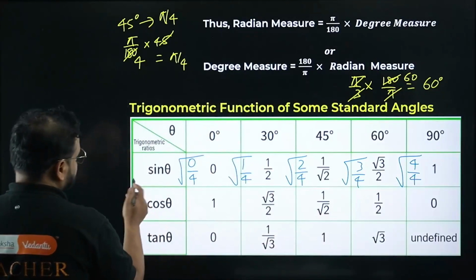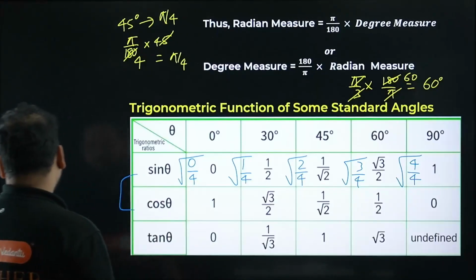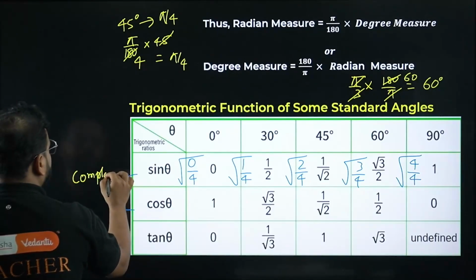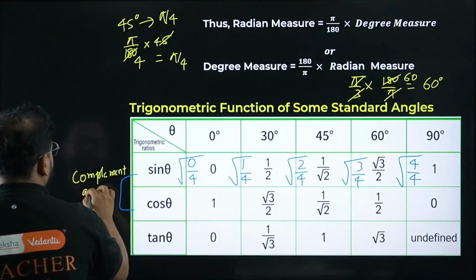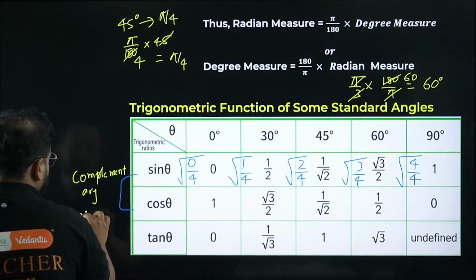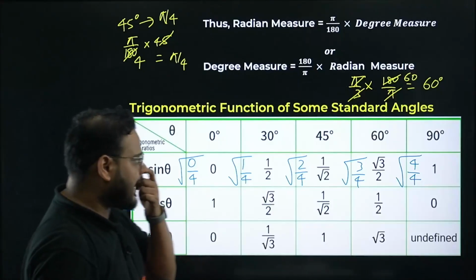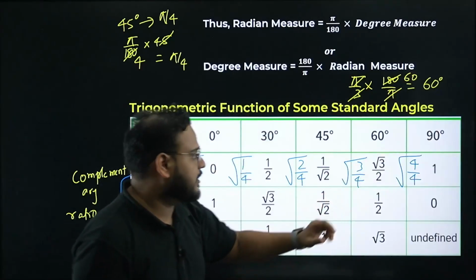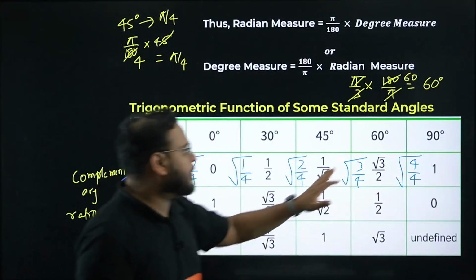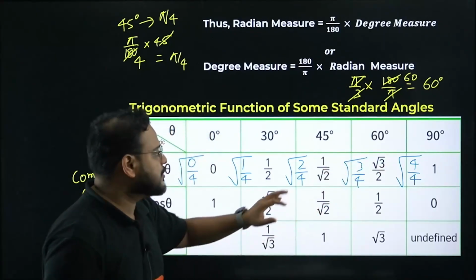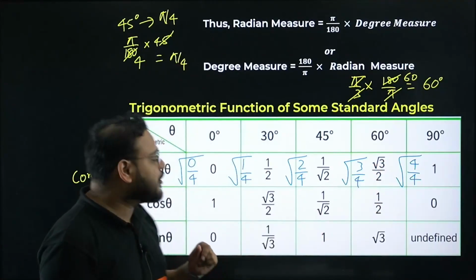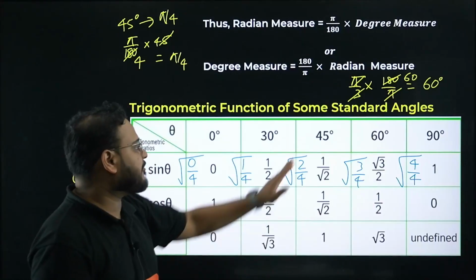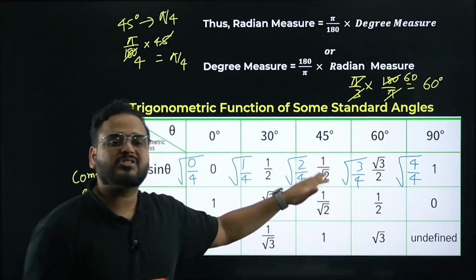Now what about cos theta? Sine and cos are also called complementary ratios. It means that for complementary angles, the values will be equal. The complement of 90 is 0, so the values match, and here it becomes 1. The complement of 60 is 30. So whatever sine is at 60 is the same as cos at 30. Please check: cos 30 is root 3 by 2, and sine 60 is root 3 by 2. Same over here: the complement of 45 is 45 only, so 1 by root 2, 1 by root 2, the same for sine and cos.